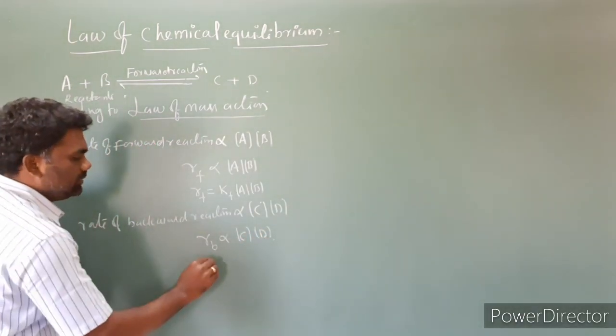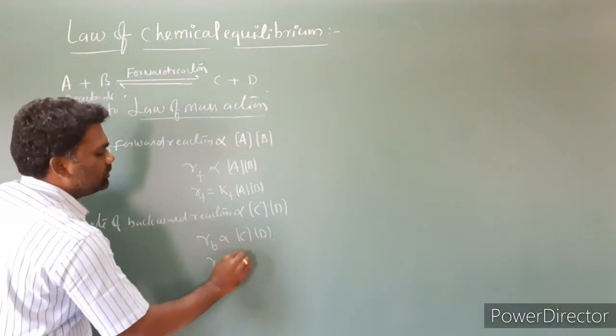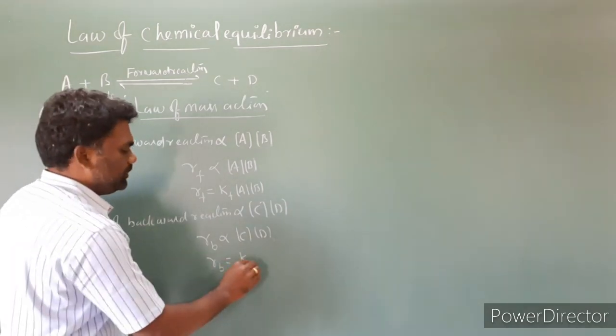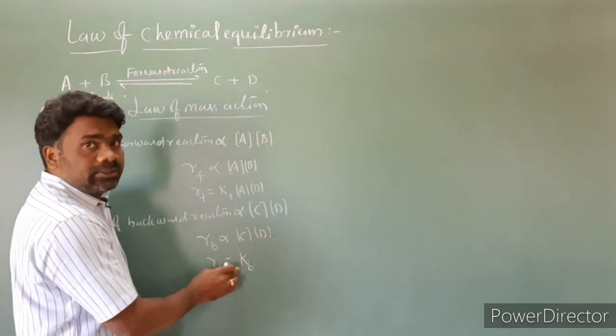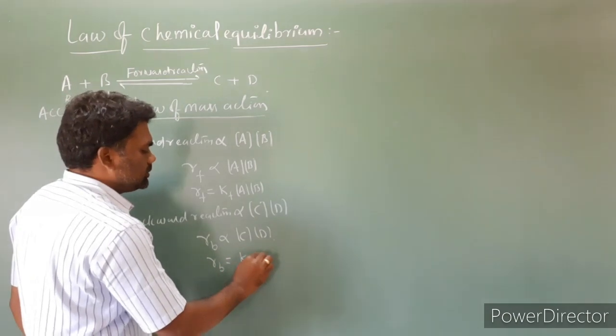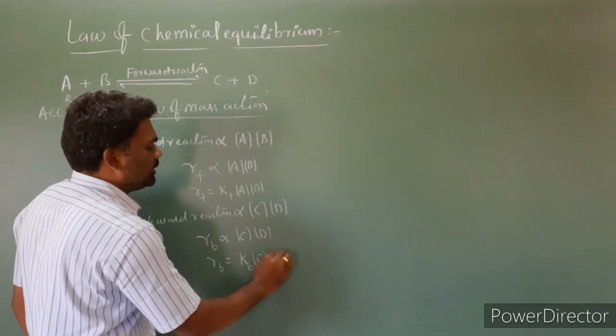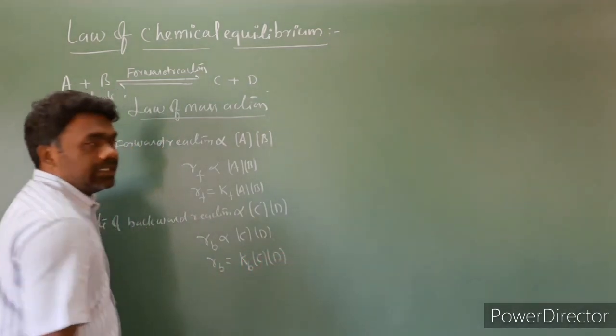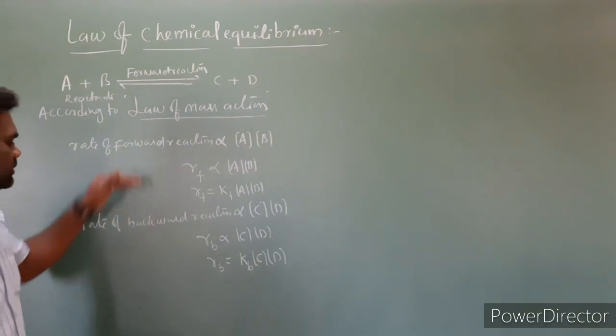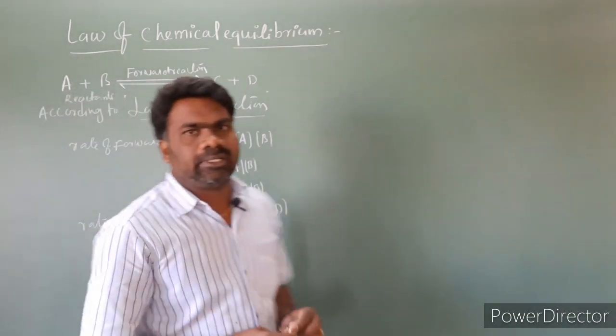Then RB is equal to Kb, where Kb is the rate constant of backward reaction, times the concentration of C and concentration of D. So this is for the forward reaction and this is the rate of backward reaction.